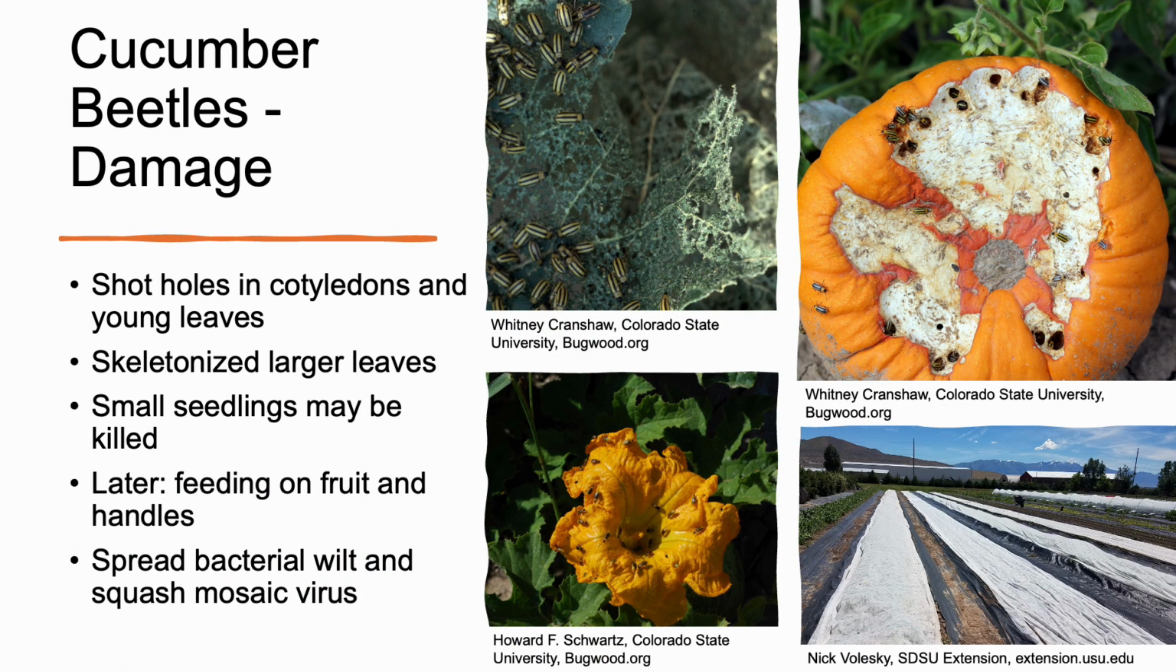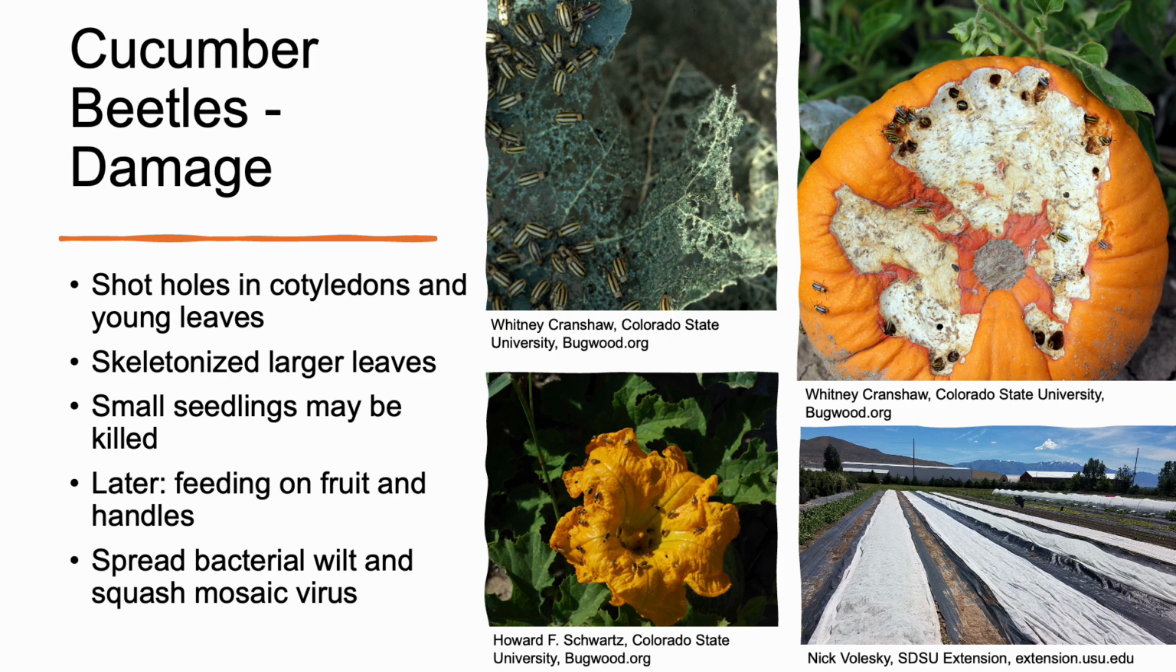Cucumber beetle feeding creates small shot holes in cotyledons and young leaves. As plants grow, larger leaves may become skeletonized. This can be seen in the top left image. Small seedlings can be killed outright, and later in the season, beetles may feed on fruit and handles. For example, the top right image shows cucumber beetles feeding on a pumpkin, while the bottom left image shows cucumber beetles feeding on a cucurbit flower. Even low beetle numbers are a concern because of their ability to spread bacterial wilt and squash mosaic virus.